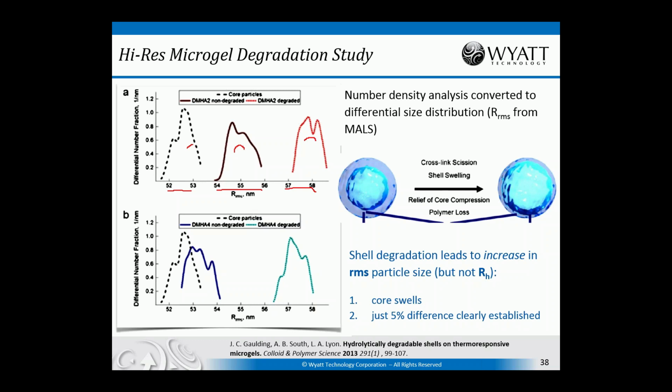They're just very small differences in size, but they're clearly established using this technique, and the distributions are very accurate. So you get excellent accuracy and precision in terms of looking at the very small changes occurring in these chemistries.